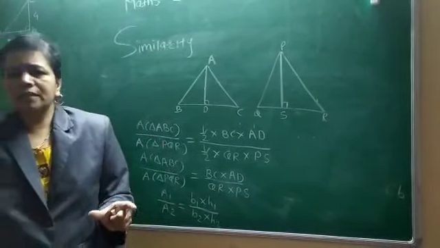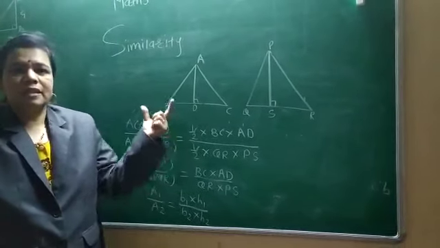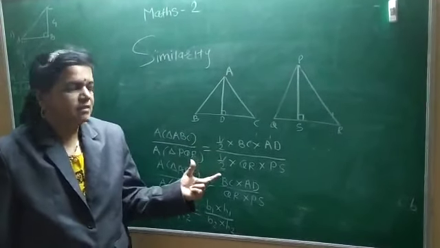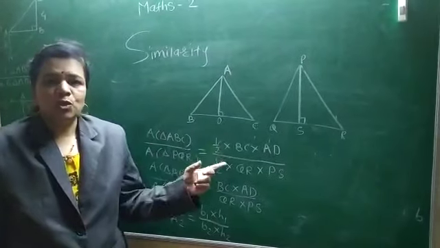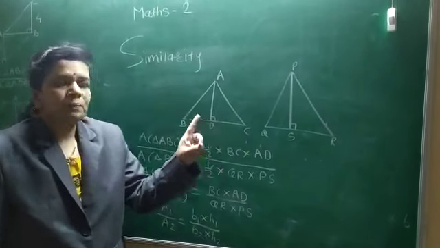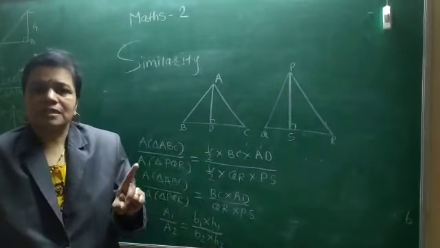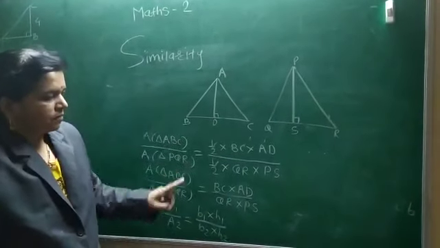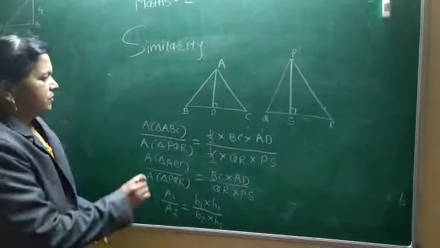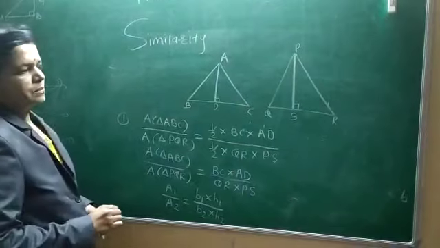What is the first property? The first property is: the ratio of areas of two triangles is the ratio of the product of their bases and corresponding heights. Okay. Now the second property.